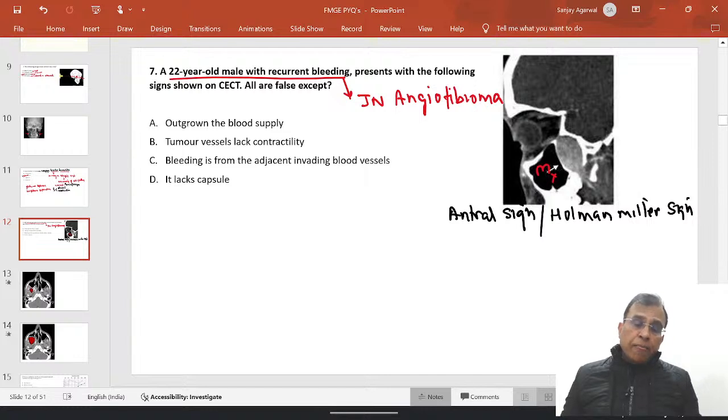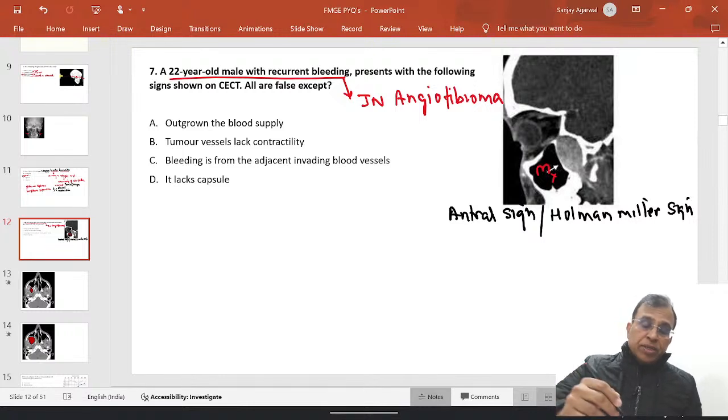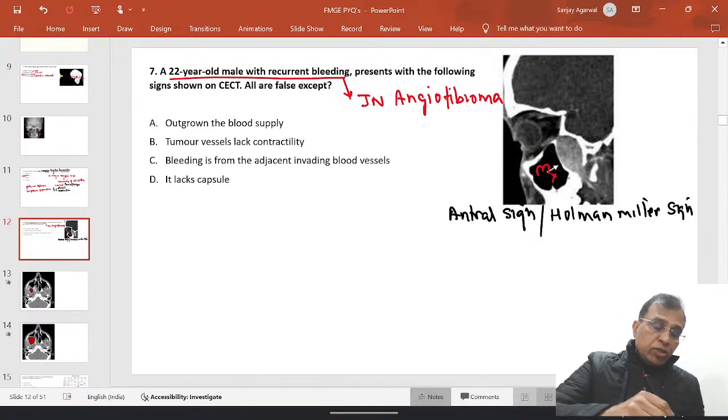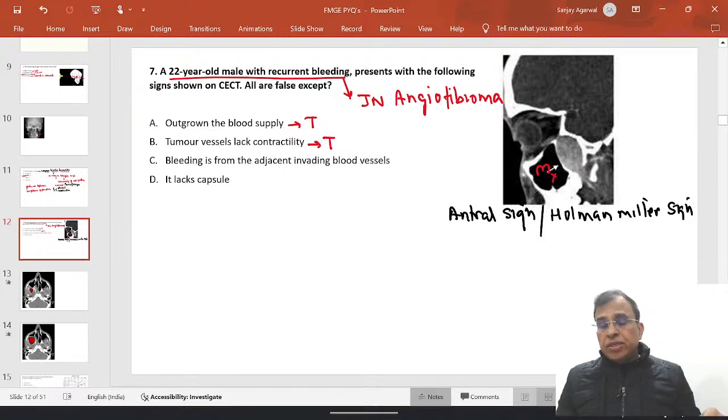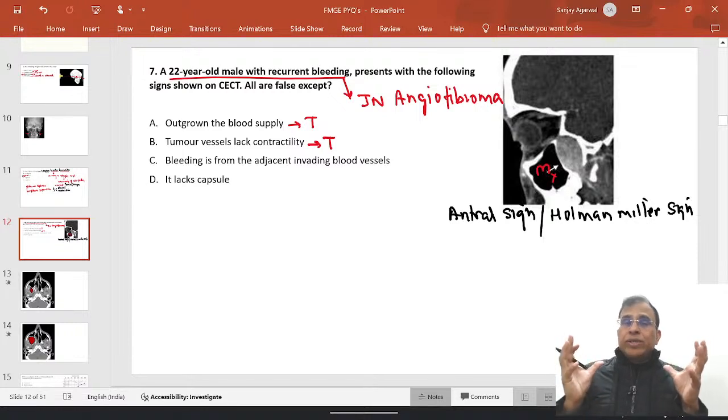Right. Now, the question they are asking you basically is, in this patient, what is not the true factor? Which of the following is not true about angiofibroma? There is an outgrowth of blood supply, it's a vascular tumor. So this can be true. The tumor vessels lack contractility. The blood vessel of the tumor cannot contract.